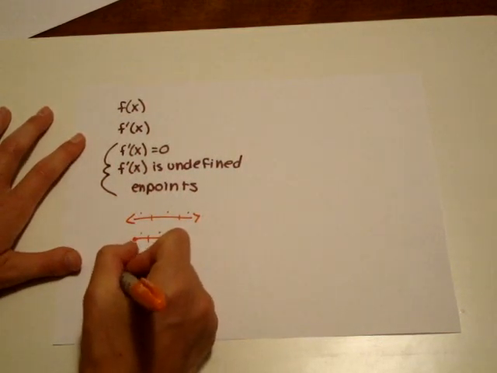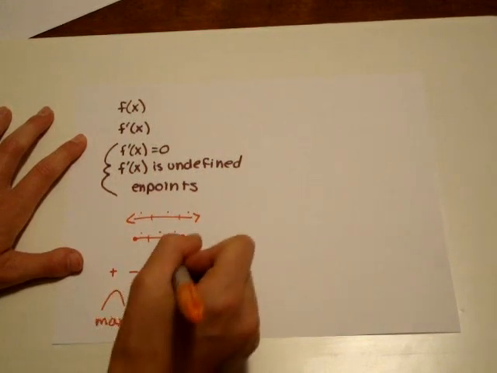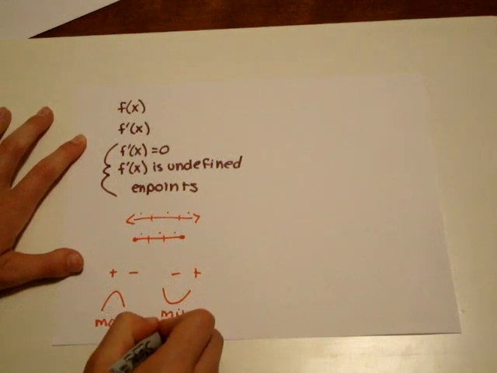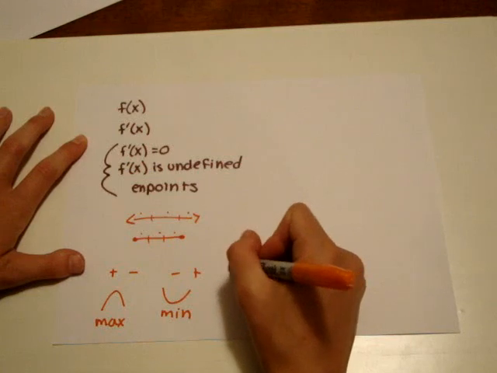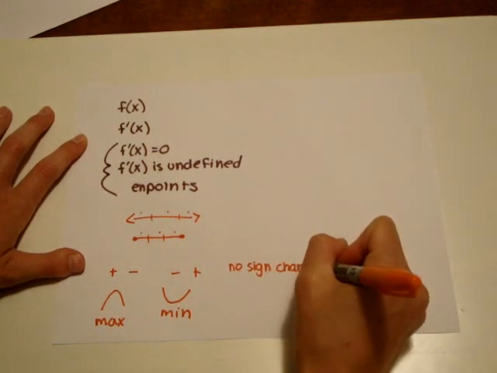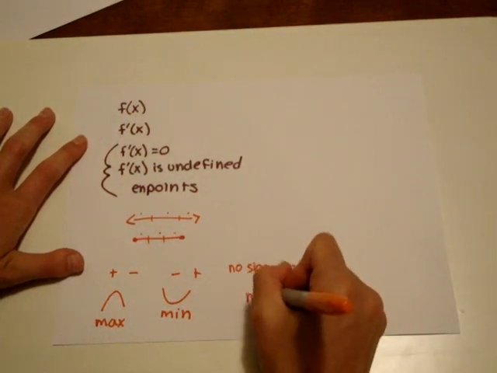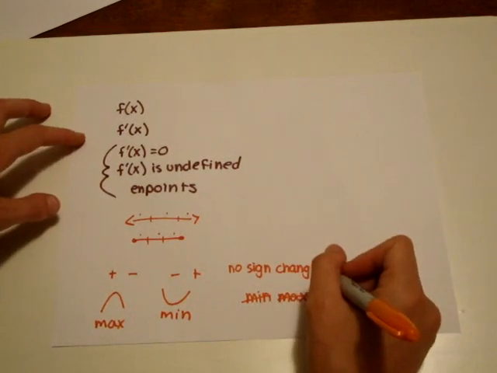So if we have a positive, then a negative, we'll have a max. If we have a negative, then a positive, we'll have a min. And if we have no sign change, we won't have a local extrema. So no mins and no maxes. It's really important to remember.